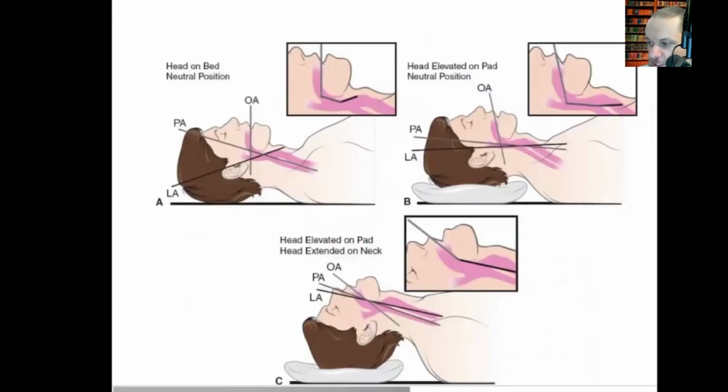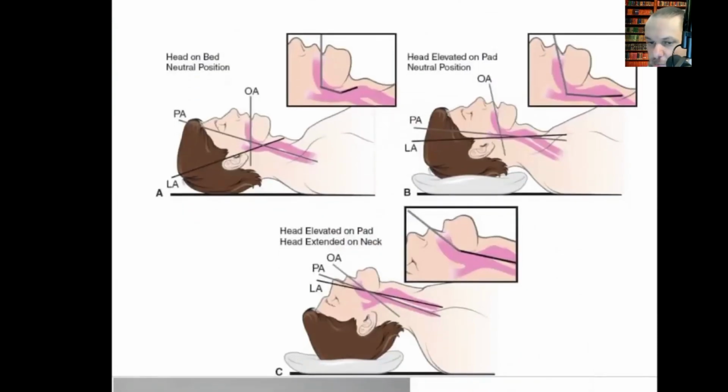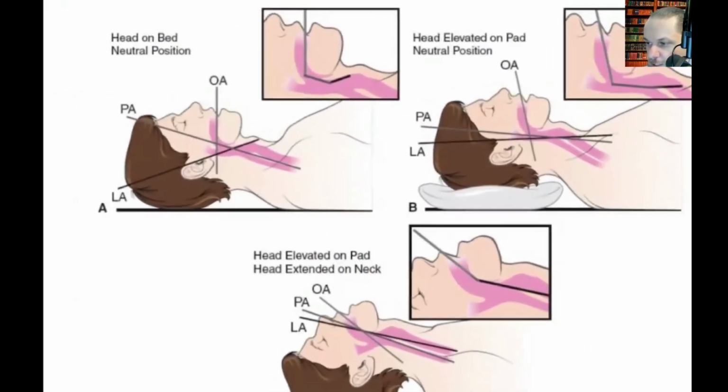You're going to learn skills, but the reason why I have this is that we learned the anatomical landmarks, right? Your oral axis, oral pharynx, your pharyngeal axis, the pharynx, and the laryngeal axis. And for you to get the optimal view, you want to align all these axes.